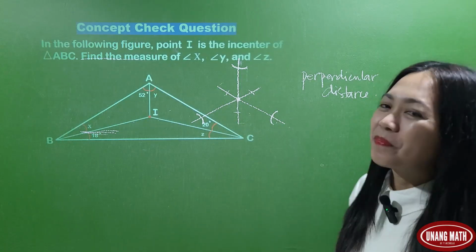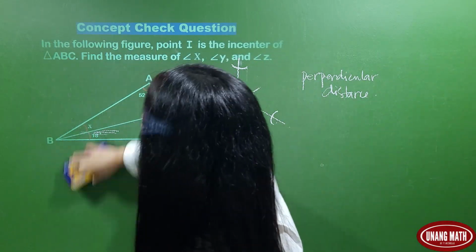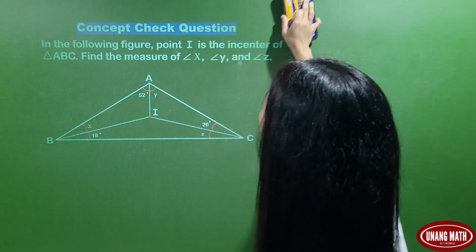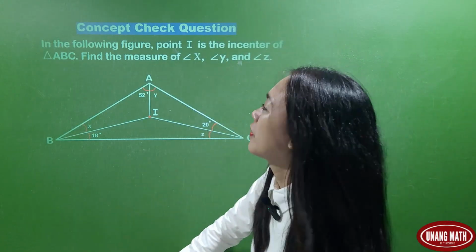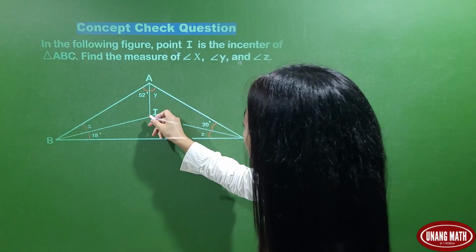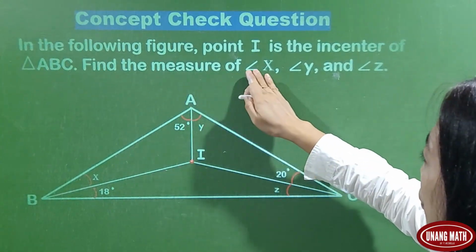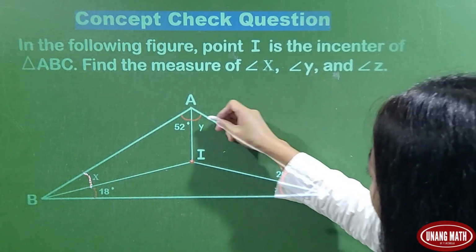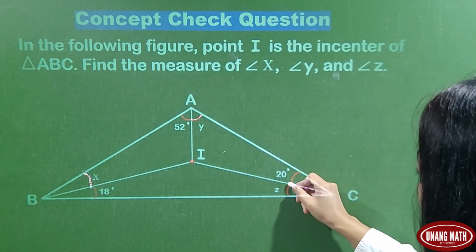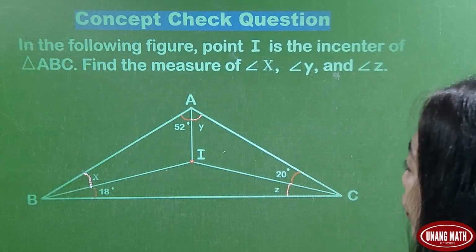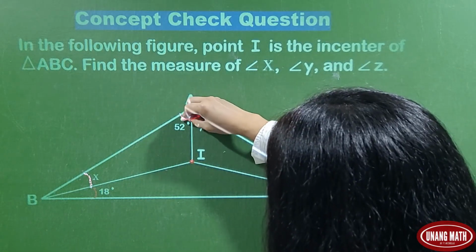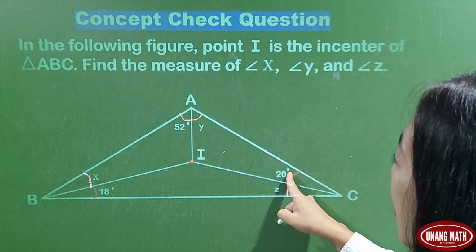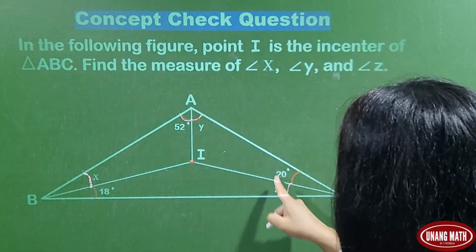In other words, these are also called the radius of the incircle. Okay, let's give another example by answering this concept check question. In the following figure, point I is the incenter of triangle ABC. So this is our point I. We will find the measure of angle X. Where's angle X? This angle. Angle Y, this angle. And angle Z, this angle. This angle is 52 degrees, this is 18 degrees, and this is 20 degrees. We are looking for these measures.